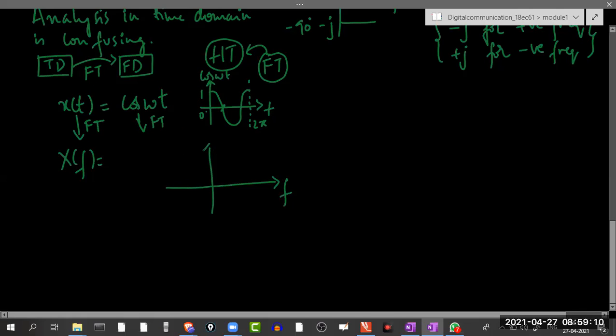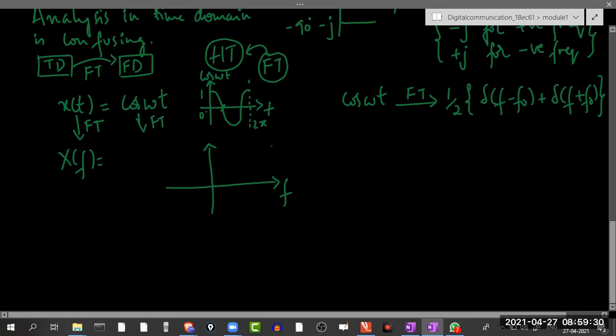Right now it will be a function of f. We all know that the Fourier transform of cos omega t is equal to half delta f minus f naught plus delta f plus f naught. So we all know this. So it can be represented as an impulse function. It is nothing but an impulse function.